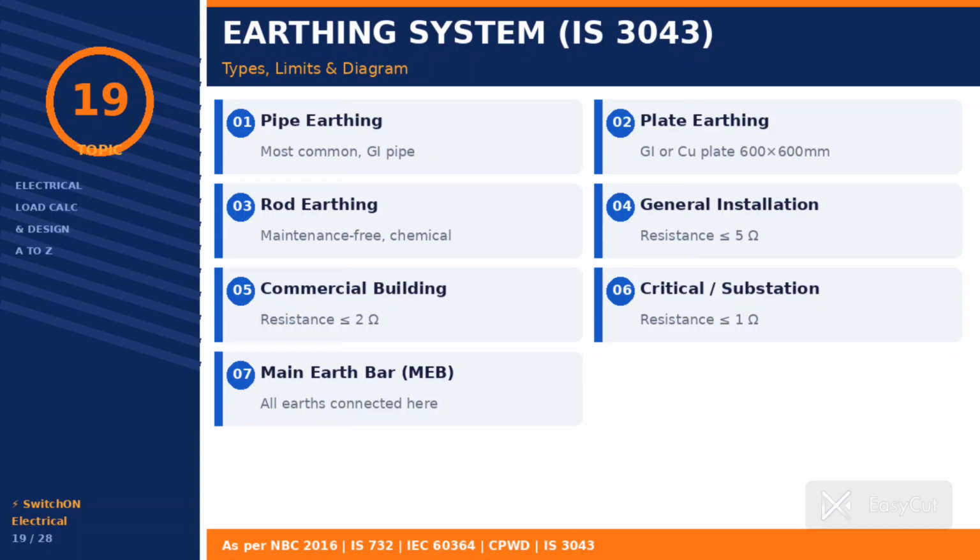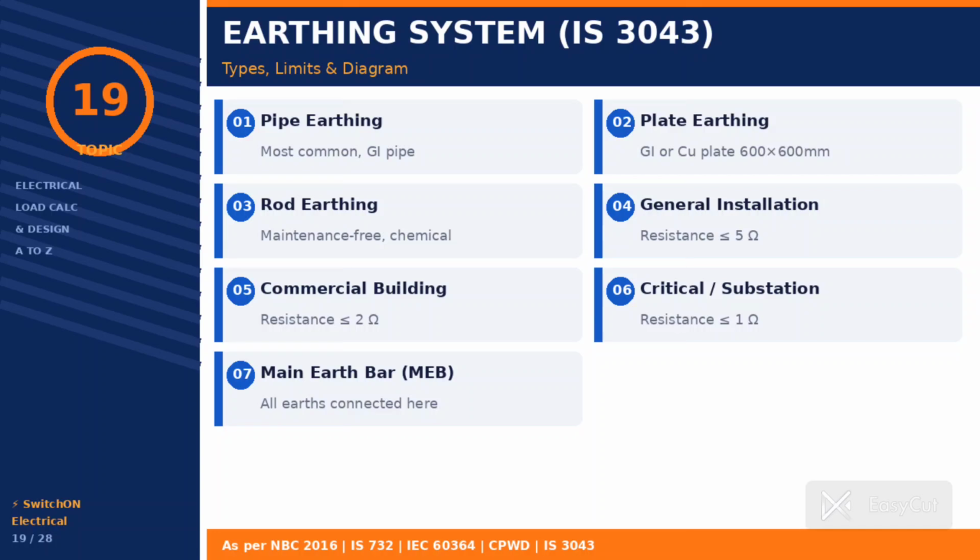Usually for general installation the resistance will be less than 5 ohm. For commercial it will be less than 2 ohm, and if it is critical and substation, it must be less than 1 ohm.